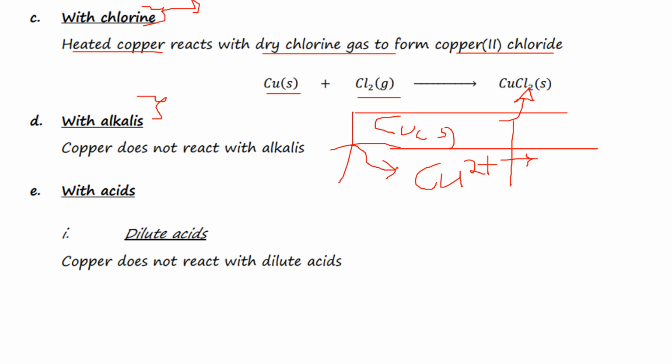A base cannot react with a base. Now let's go to the reactions with acids. We're first going to look at reactions with dilute acids, and copper does not have any reaction with dilute acids. The only reaction it would have had is with dilute nitric acid, but there the nitric acid is not dilute. Nitric acid is half concentrated, so we call it moderately concentrated. Now let's look at the respective reactions.